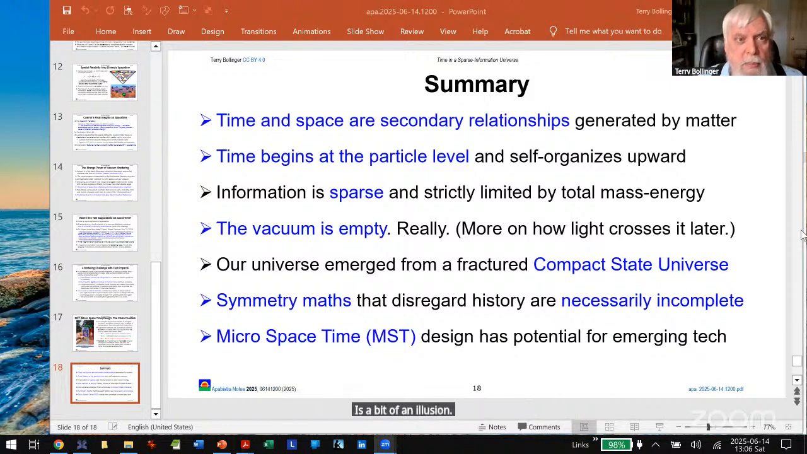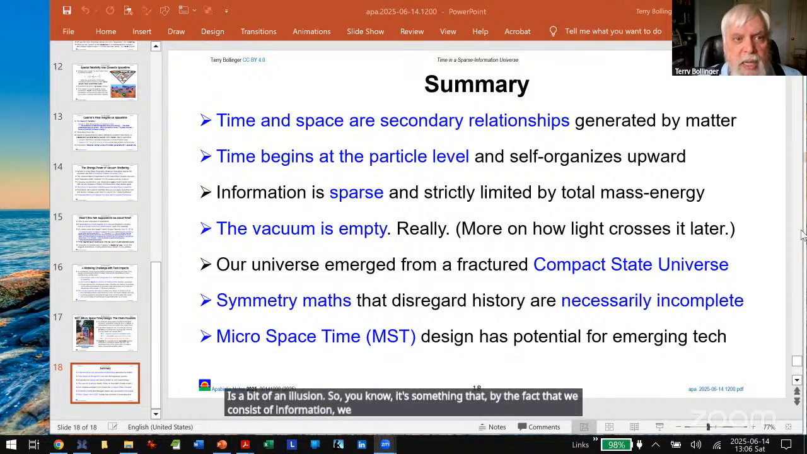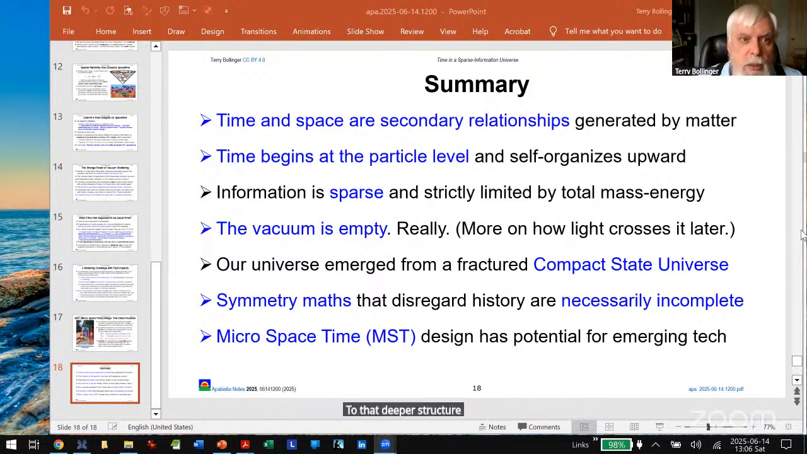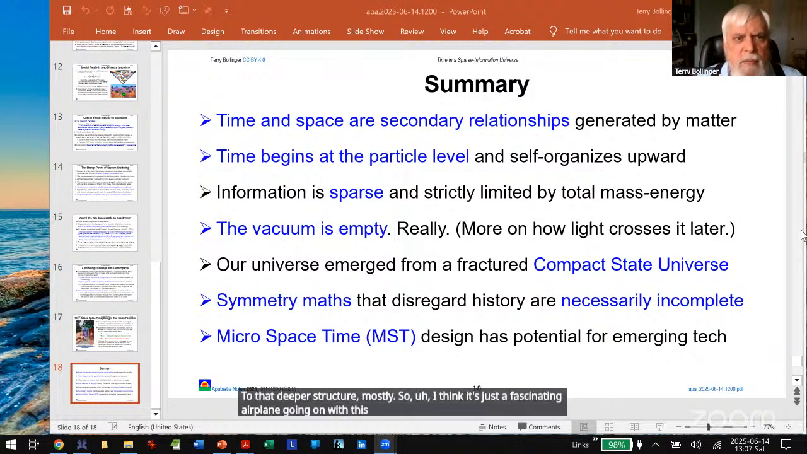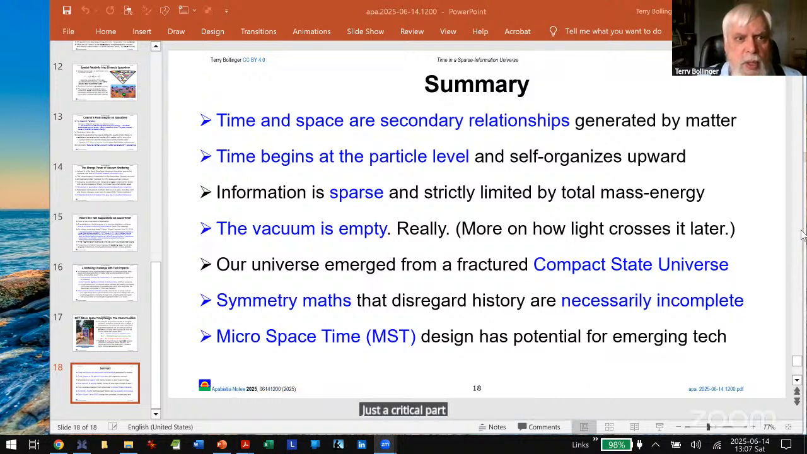So, by the fact that we consist of information, we also simultaneously lose our access to that deeper structure, mostly. So I think it's a fascinating interplay going on, that we have a universe, the CSU, that is not like what we think, has all sorts of conservation. Pair conservation is a critical part of it. That's where a lot of the complexity emerges from.